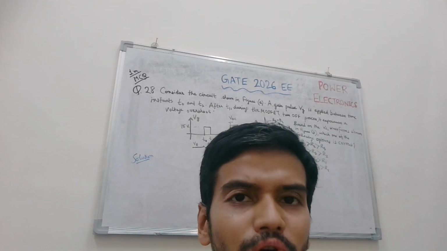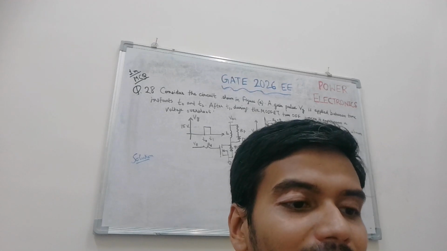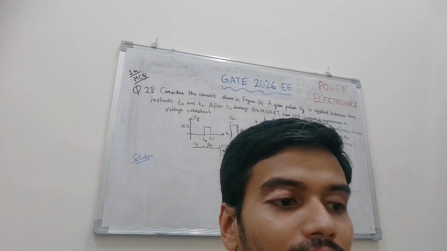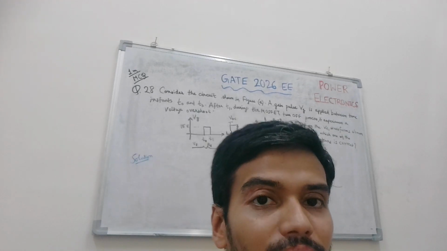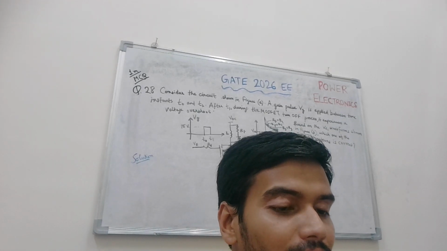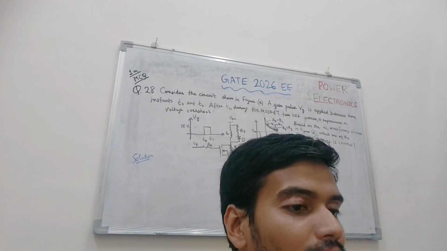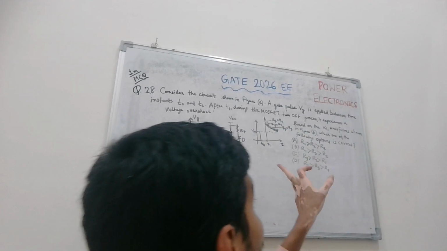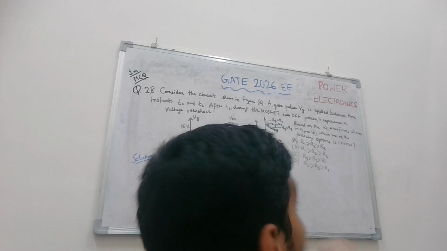Hello viewers, moving on to the next question from Power Electronics that has come in GATE 2026 Electrical Engineering. Question number 28 according to the master question paper. So, 1 mark MCQ type is as follows. It is related to a MOSFET circuit basically.